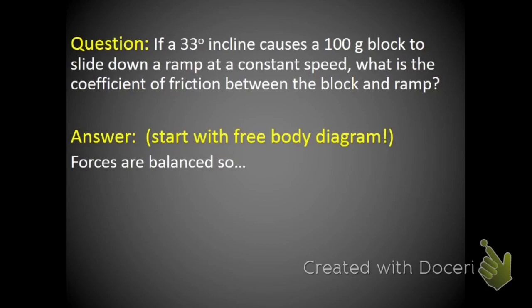What if instead of having a force at an angle, you had the entire scenario at an angle? Say a 33-degree incline causes a block to slide down the ramp. What is the coefficient? So we want to do a free body diagram. Again, we've got a gravitational force, but now it's straight down. We know the normal force has to be perpendicular. So how is that normal force balanced? Well, let's get a fresh diagram.